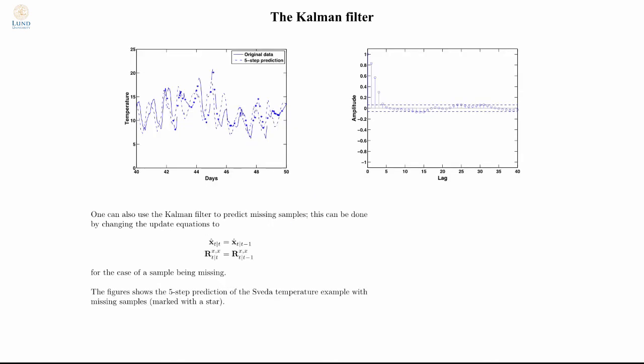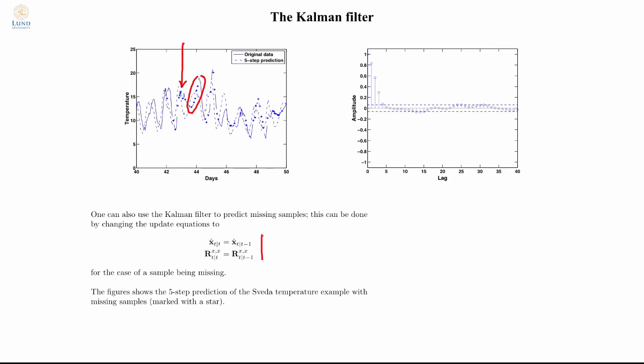Finally, I can also use this to predict missing samples. Say that I had outliers in my data that I removed and I want to replace them. I can then use the structure of my assumed model to predict the missing samples. To do that, I basically just update my states and my covariance matrix like this, but I don't have any new samples to update them with, so I'm just using my previous values. Here would be an example where all the stars are missing points, and you can see my prediction is still doing a pretty good job, clearly following the missing samples here, even though I don't have them. My prediction is good because I'm exploiting the structure of the model.